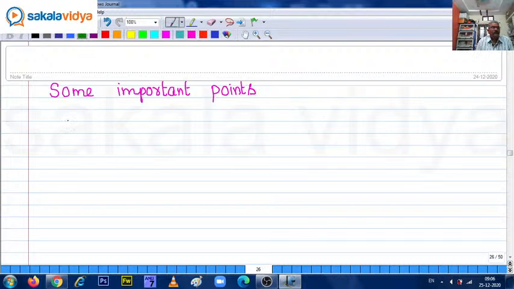First point. Suppose log x to the base a equals log y to the base a. Can we say x is equal to y? Yes, why not? We can say x is equal to y.